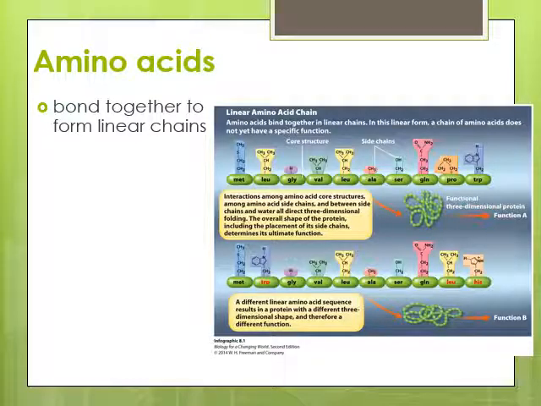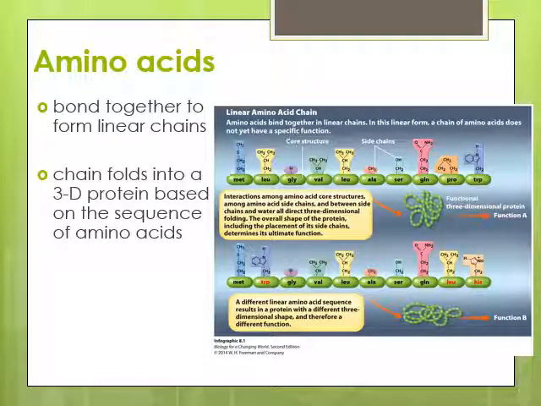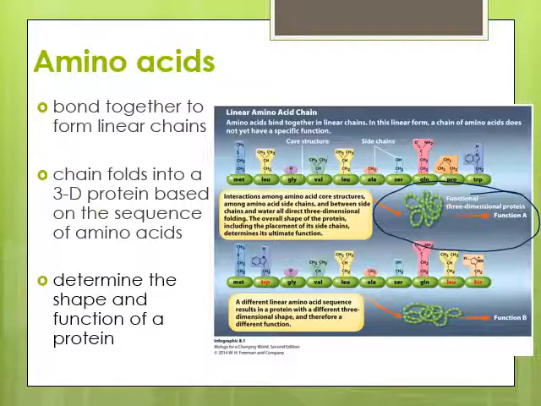So these amino acids bond together to form these linear chains. Again, these linear chains fold into this functional 3D shape. That's what determines the shape and function of a protein: the sequence of amino acids that you get. So again, we might have some similar amino acids that fold into different kinds of proteins, but a different linear amino acid sequence usually comes with a protein with a different 3D shape, and therefore would also have a different function.